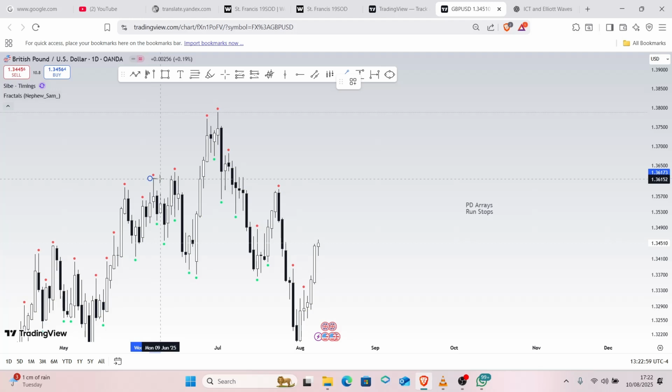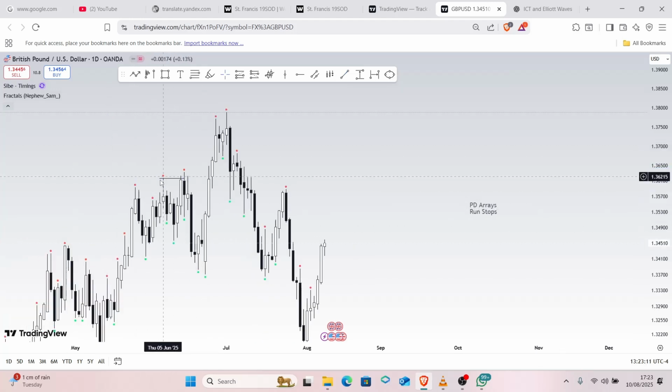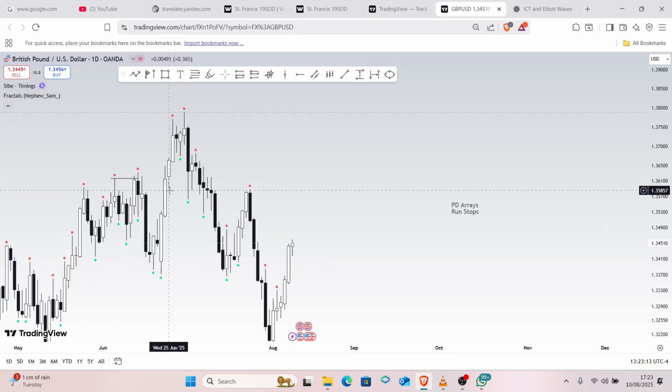By PDRAs, I'm not going to mention all of them. I've listed a lot of them on the channel. We have order blocks, we have fair value gaps, and stuff like that. Okay. So this is the very first swing high that we have in the market.